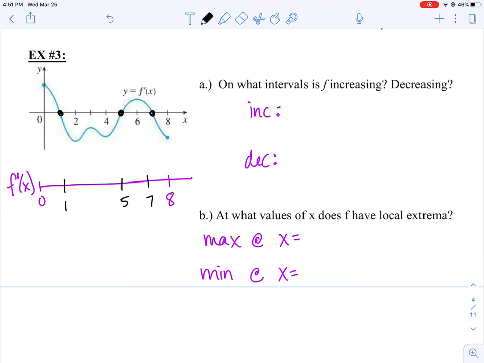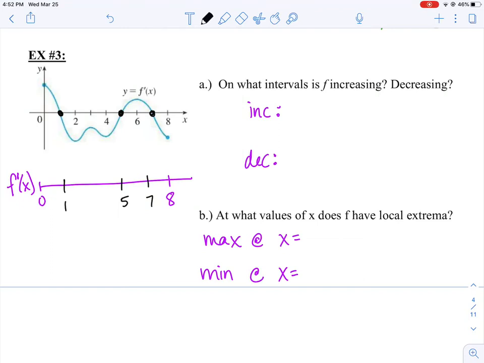It doesn't look like there's any place where my derivative doesn't exist. There's values all the way through my function. And so I just have critical numbers where the derivative equals 0. So if those are my critical numbers, then the next step would be to take my intervals and test values, right? Just like I've been doing before.